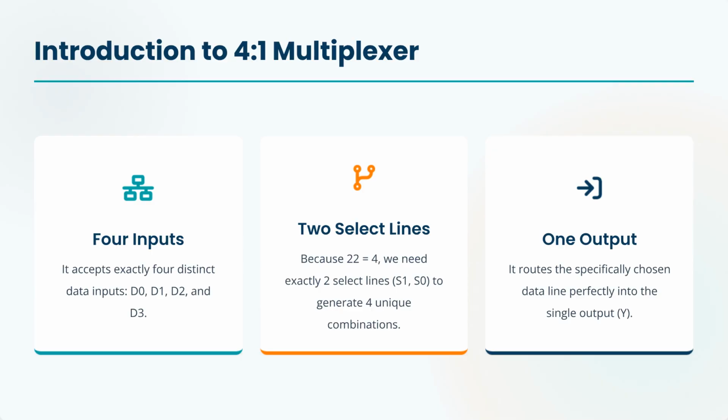Moving to the 4-to-1 multiplexer, it has 4 distinct data inputs, D0, D1, D2, and D3. Because 2 to the power of 2 equals 4, it requires exactly 2 select lines, S1 and S0, to generate 4 unique combinations. As always, it has one output, Y, which routes the chosen data line.